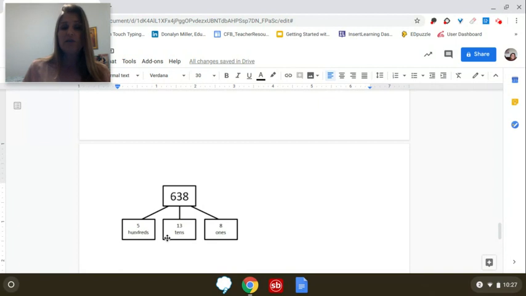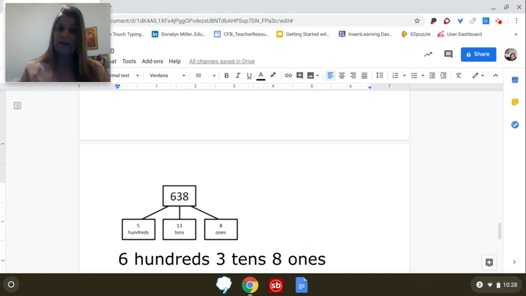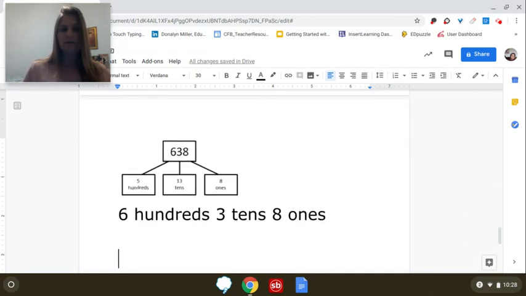I could exchange those tens for a 100. So if I do that, I actually end up here having 6 hundreds, 3 tens, and I still have 8 ones. Now, this looks more like what you saw in the first example, 638, because I exchanged these tens, added 100 here. This is still 638. Let's look at another one.